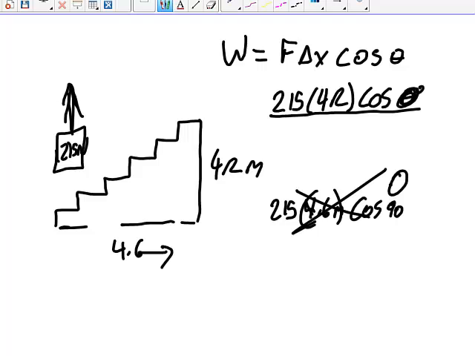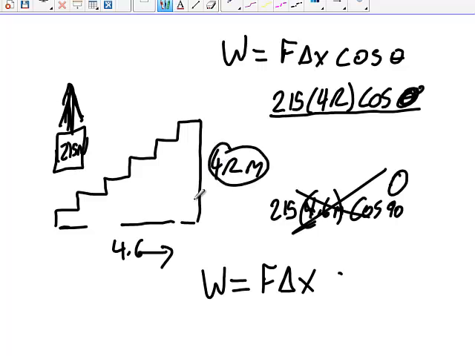Okay, the second part of that problem says, what about coming back down? Well, you can do that too. Coming back down, work is F times delta X times the cosine of the angle between them. Okay, well, the force is still 215 newtons up. The distance, you're still covering 4.2 meters, but it's negative now. So you can either say that the cosine of the angle between them is 180, or you can recognize that the force and motion are in opposite directions. But either way, you're going to end up with negative work.